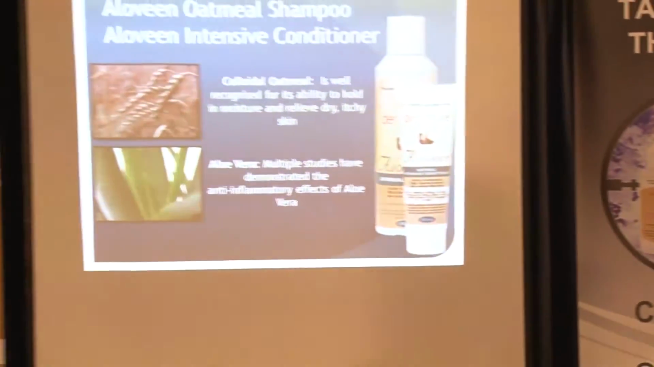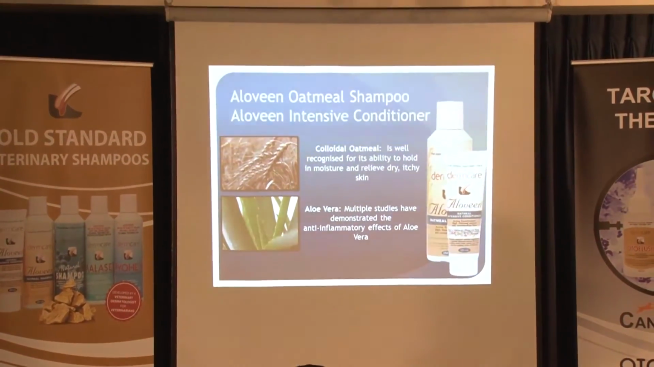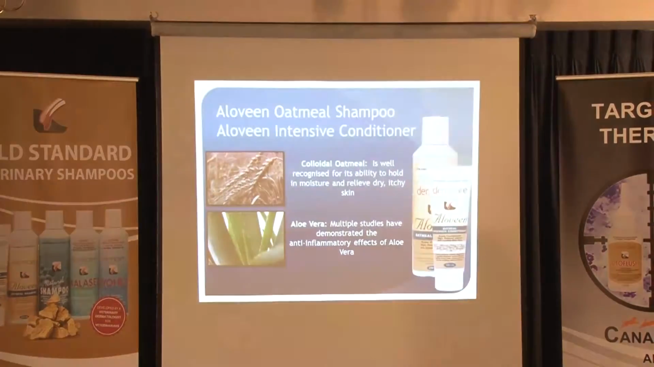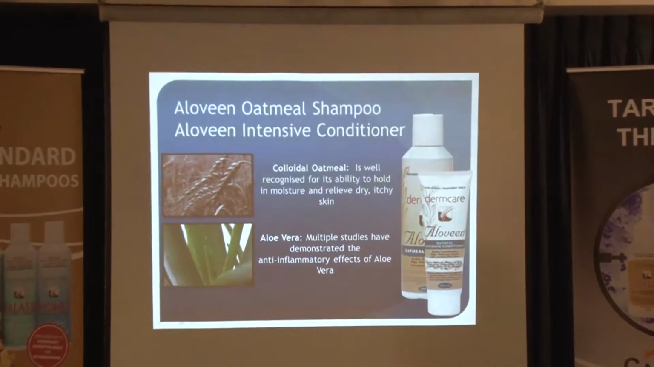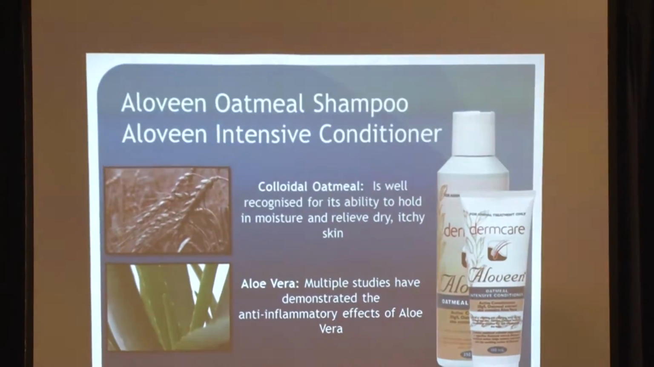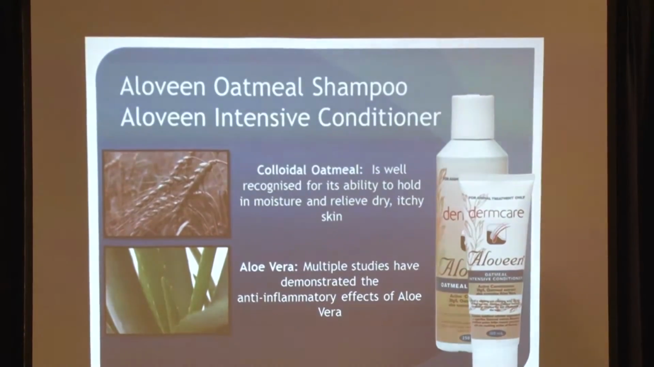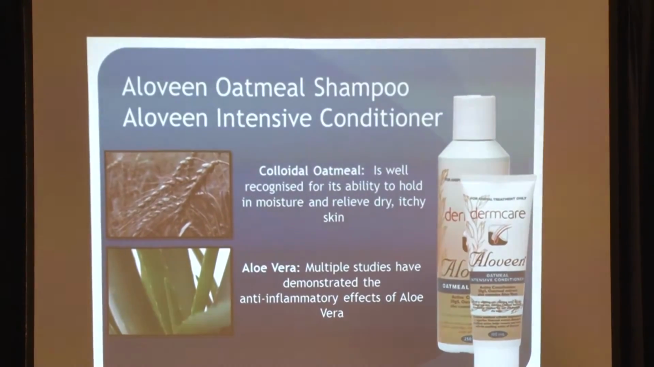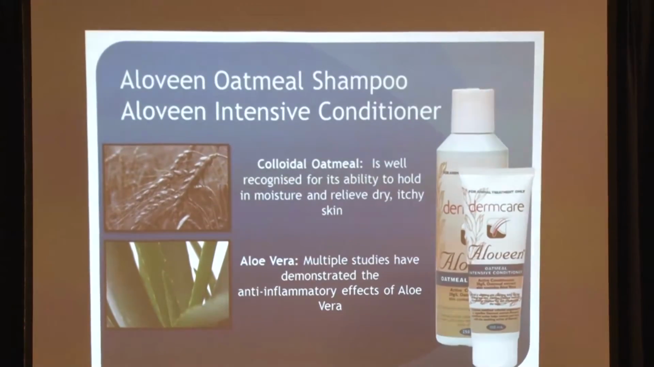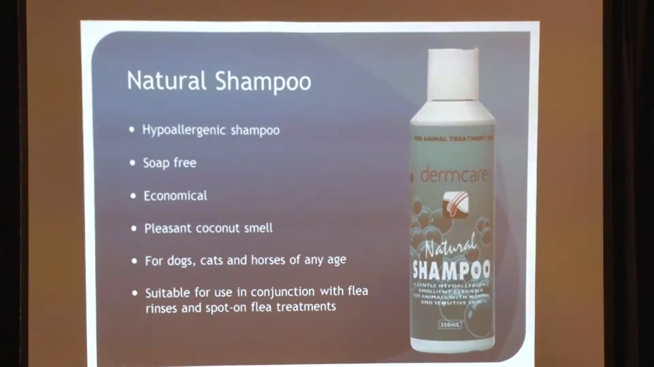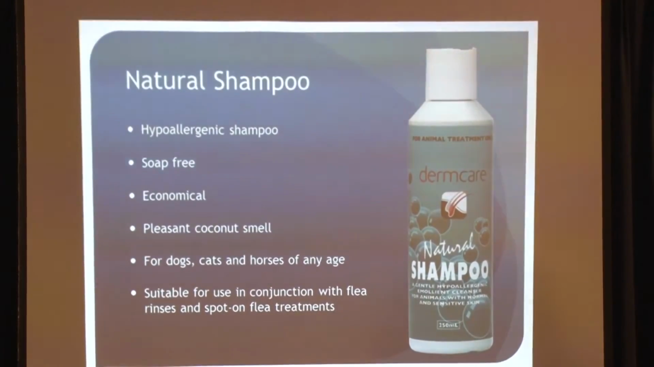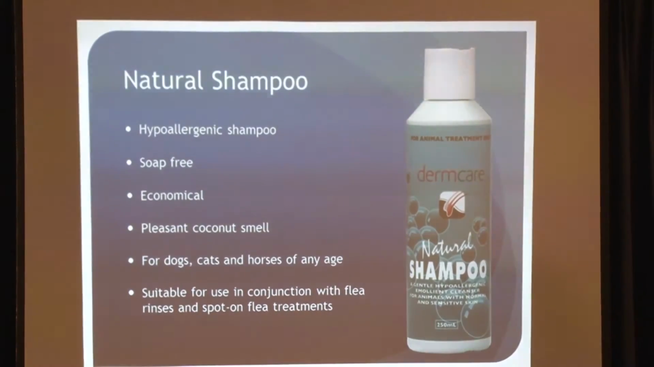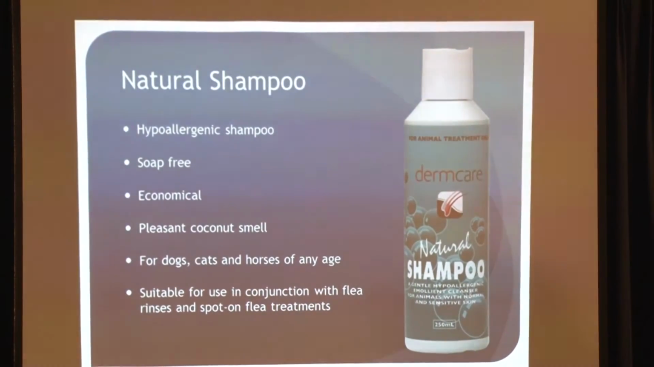Alavine is for irritated skin, and contains colloidal oatmeal and aloe vera. Colloidal oatmeal is renowned for its ability to hold moisture and relieve dry, itchy skin, and aloe vera is a potent natural anti-inflammatory. And finally, natural shampoo is a general all-rounder. It's hypoallergenic, soap-free. It is very economical, you don't need much.